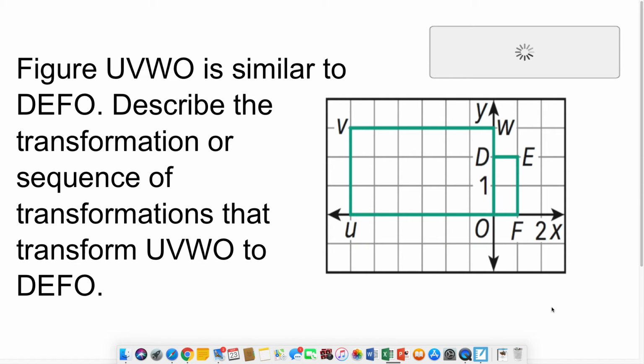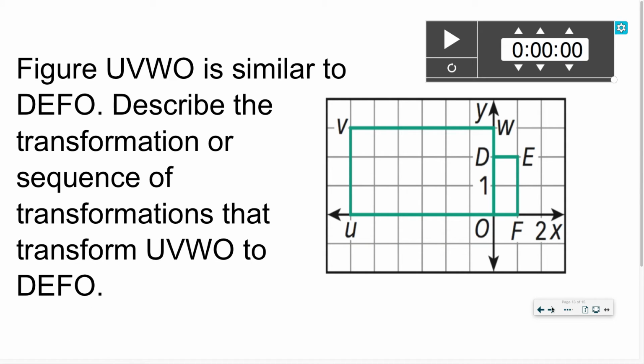We're going to skip over that one. Okay, so we're going to try this one. So here are the two figures we have. You're just going to try this in your notebook. We're going to talk about it, and then we're going to break off and do a couple little activities. Here we have two figures. We have U, V, W, O here, and then we have D, E, F, O.